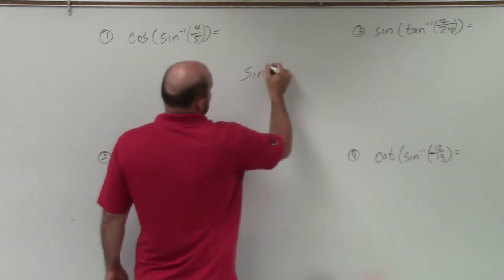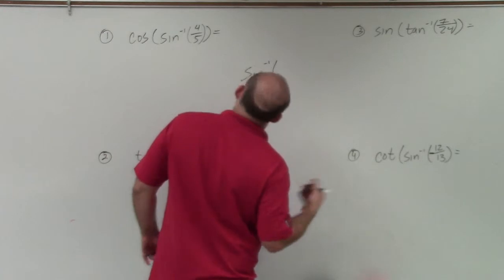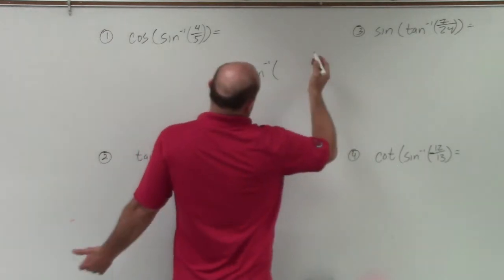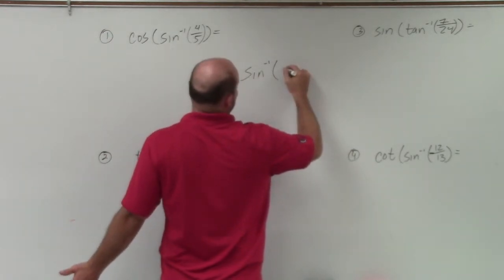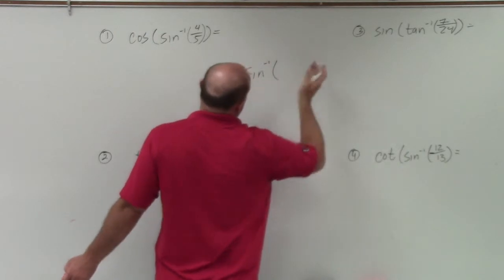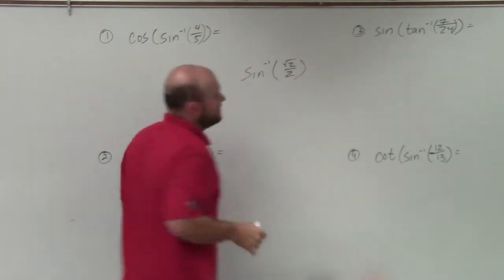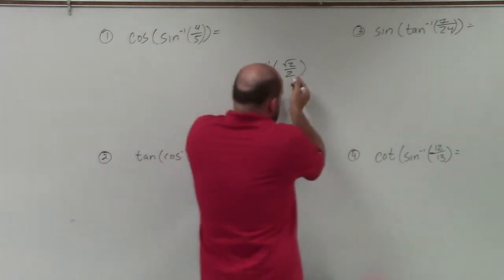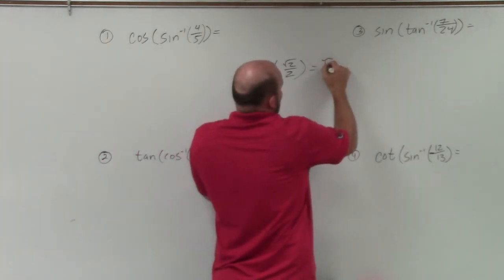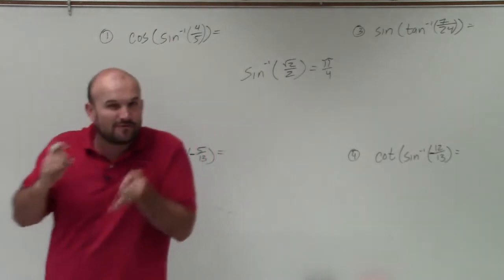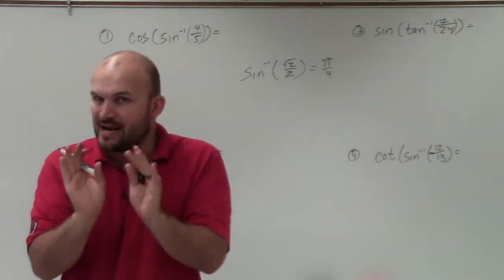If I had sine inverse of, let's do square root of 2 over 2. Right? Well, the angle that produces square root of 2 over 2 is going to be pi over 4. Now, pi over 4 is unique because of the range. So the range is very important.